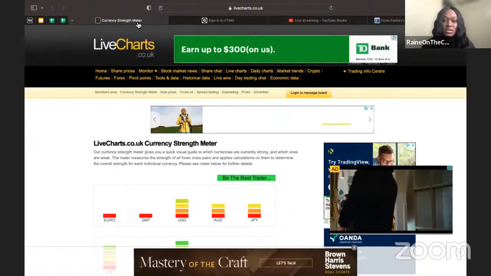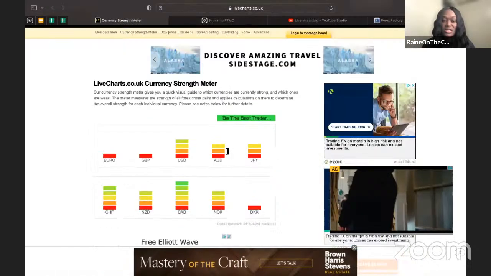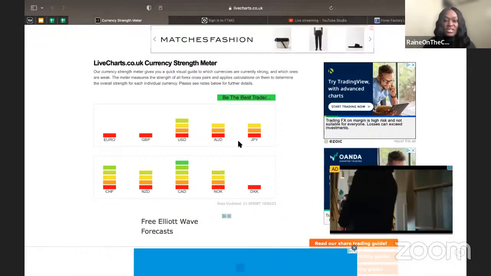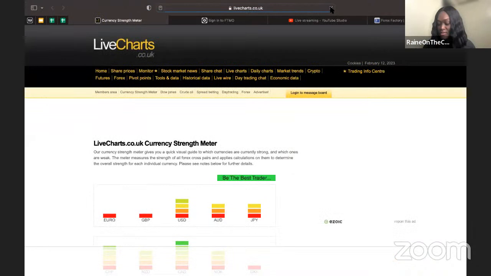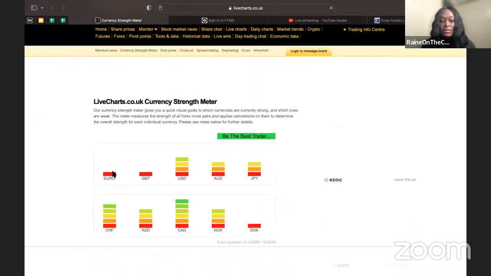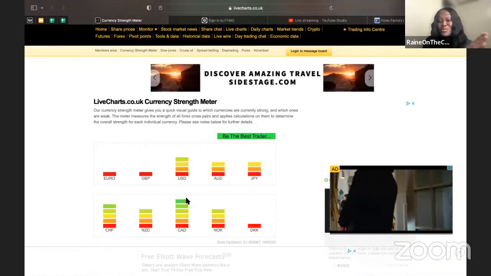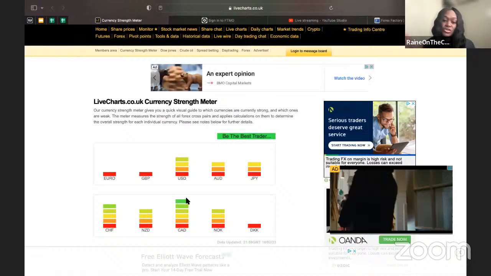So I use livecharts.co.uk, and you're going to see the currencies here, and the bars: the more bars, the stronger the currency. Now I need to refresh this so I can have the most current information. Now, Euro has 1 bar, CAD has all 6, right? 1, 2, 3, 4, 5, 6. So Euro is weak, Canadian dollar is strong.